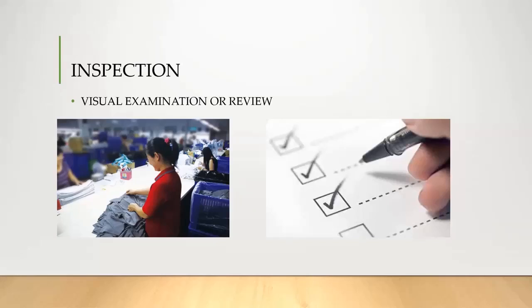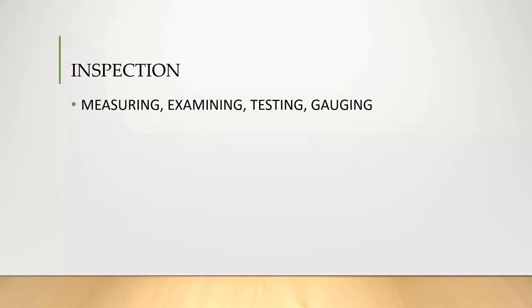Examination means there must be some points or questions by which we examine that particular category. So a checklist is very important, by which the garment is evaluated. What are the important points? Those points are measuring, examining, testing and gauging. These are the 4 very important points.